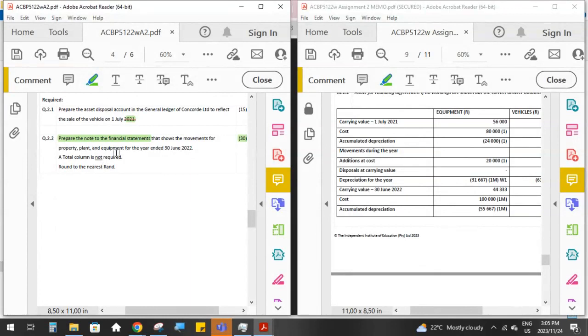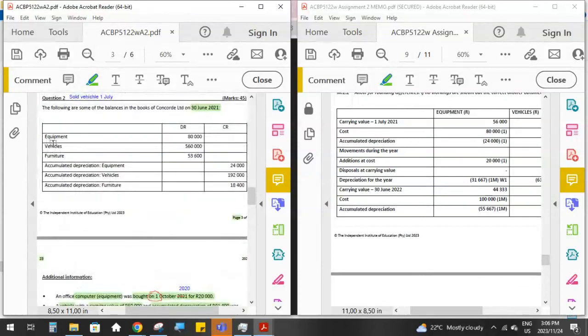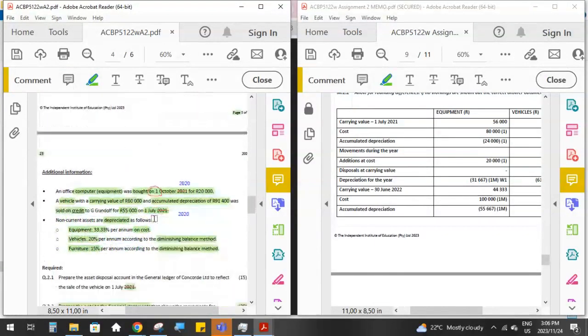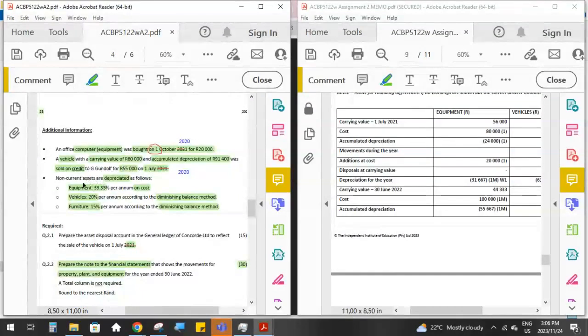So they want the note of the financial statements for the property, plant and equipment. So PPE, which is our equipment, vehicles and furniture. Those are the 3 assets that we've got that belong in the property, plant and equipment category of fixed assets in my general ledger. And we've got the 3 different depreciation rates here that they've given us. And we know that we bought a new computer and we sold a vehicle.